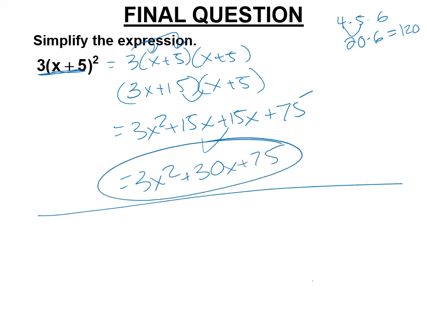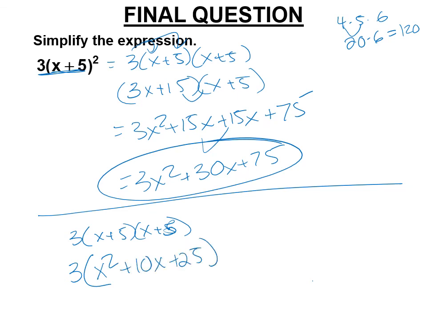Let me just do it another way just to show you, because this is going to be valuable later in the year. You can multiply the binomials first, and you would get, right, 3 times x squared plus 5x plus 5x plus 25. Then you can do distributive property, and look, you get the exact same answer, 3x squared plus 30x plus 75, right, 25 times 3. All right, good luck with your homework.